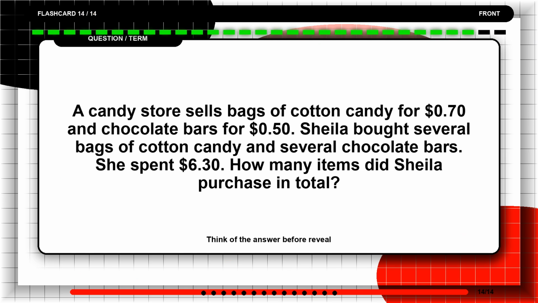Flashcard 14. A candy store sells bags of cotton candy for 70 cents and chocolate bars for 50 cents. Sheila bought several bags of cotton candy and several chocolate bars. She spent $6.30. How many items did Sheila purchase in total? Pause and think of the answer before the reveal.